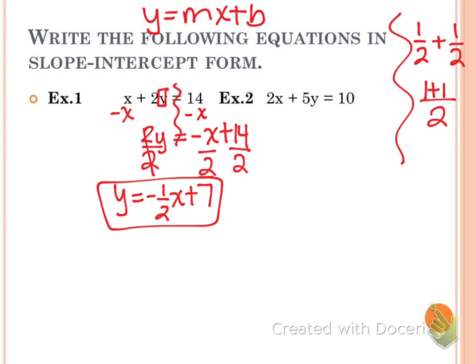Yes, ma'am? Why don't you get the negative 1/2 or what? Negative half. So there's a negative 1 in front of the x, and it's getting divided by 2. So I just pulled the x outside of the fraction instead of leaving it in the numerator. If you leave it in the numerator, it's not wrong. It's just harder to see what your slope is. So if you were to write it as negative x over 2 plus 7, that's okay.